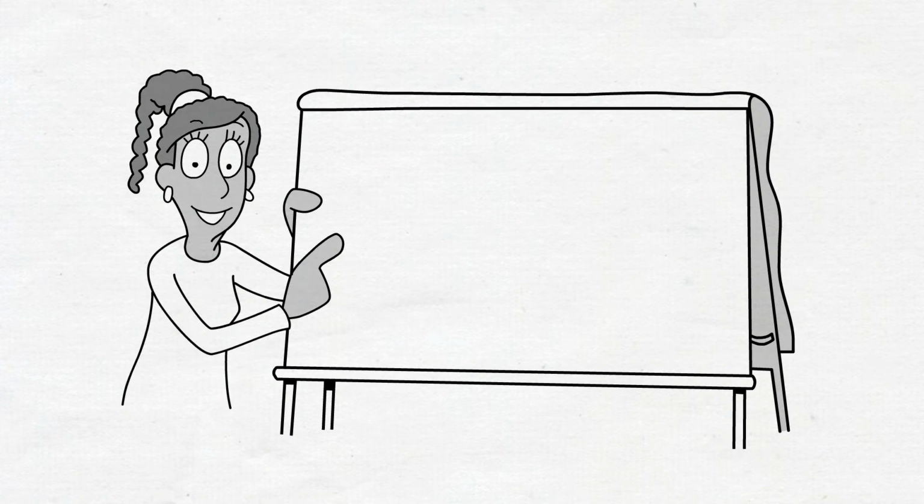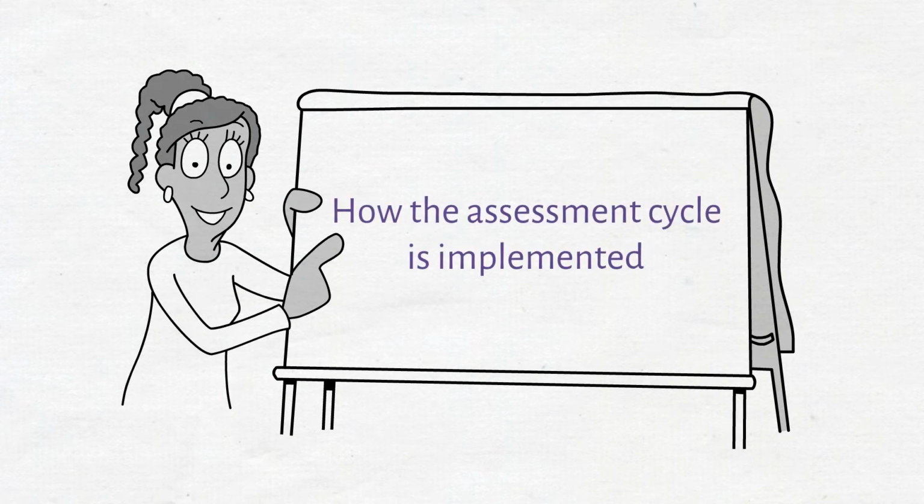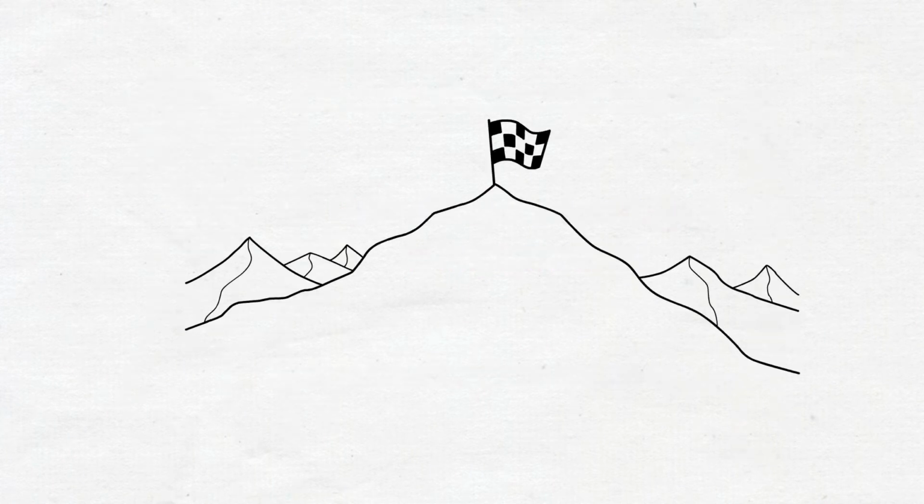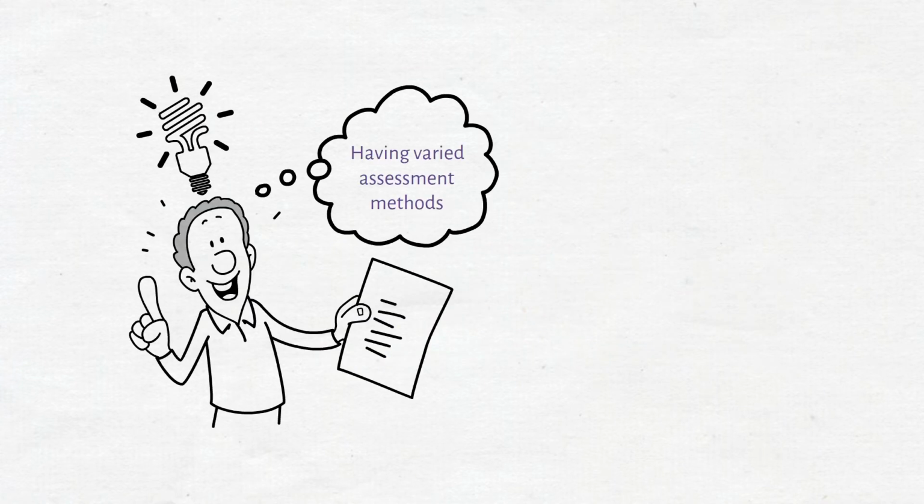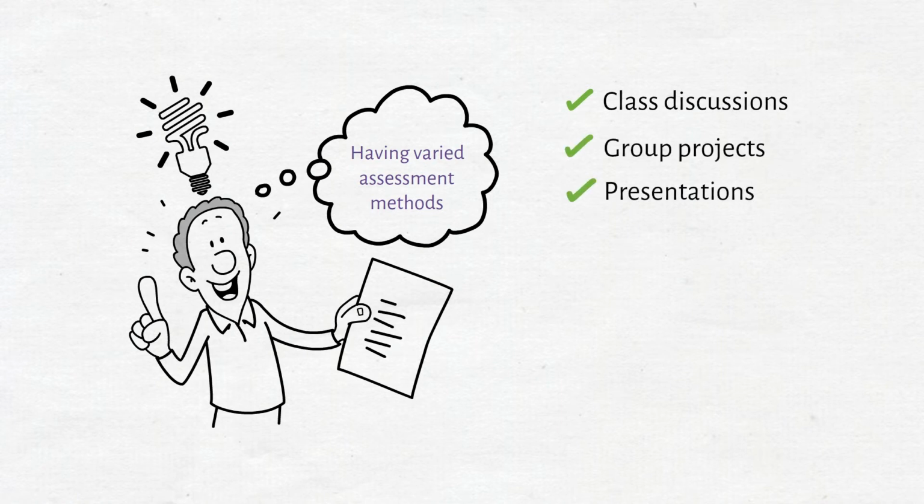Since the learning does not end after direct instruction, it is important to consider how the assessment cycle is implemented. The goal of assessment planning is to decide what kinds of assessment and feedback are suitable for students to achieve the lesson objectives. Having varied assessment methods from lesson to lesson to support students may be the most effective strategy. For example, depending on the lesson objectives, assessment can be class discussions, group projects, or presentations.